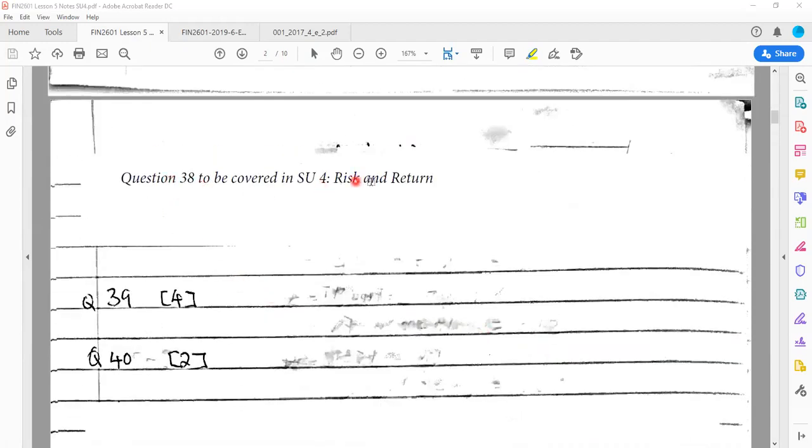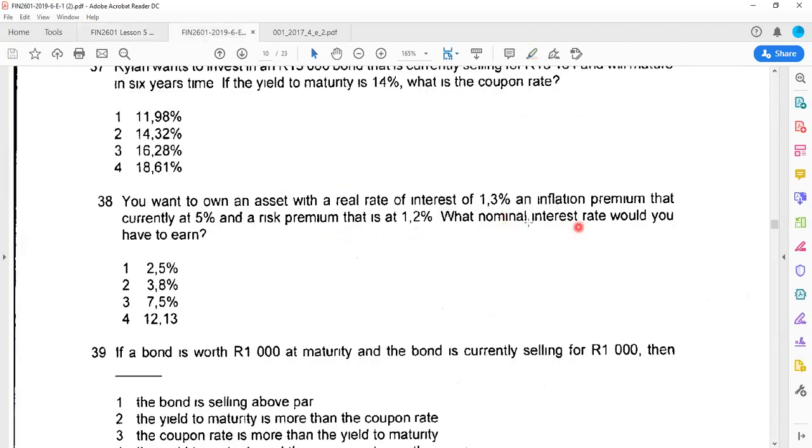Question 38, this I'm going to cover today. If you did it, it's fine, but if you didn't do it, I'm going to illustrate to you the concepts involved with regards to question 38, how you calculate a nominal interest rate. I'm going to take you through this today.